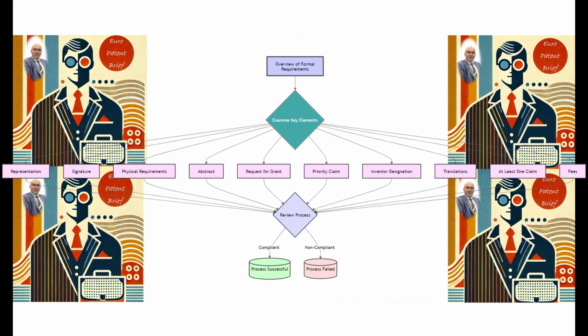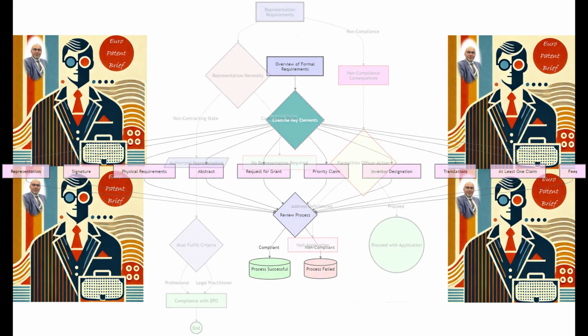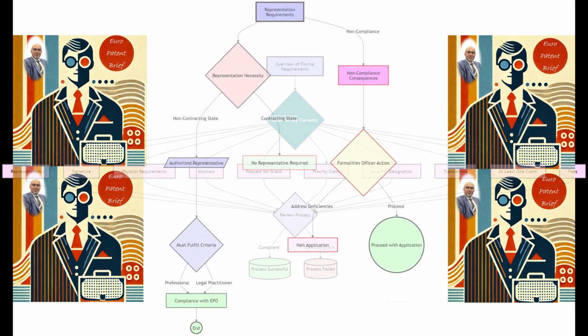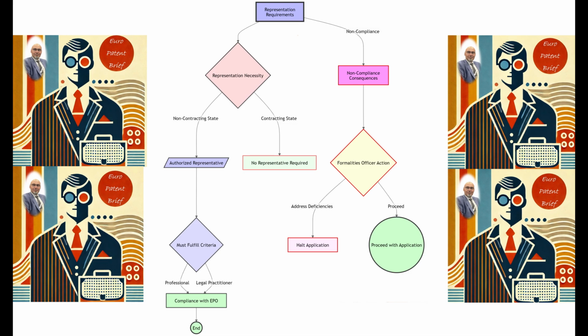1.1. Formal requirements. The formal requirements that an application must meet are examined by the receiving section. These requirements relate to several key elements, which we'll explore one by one. First, let's list them, and then we'll dive deeper into each. I. Representation. Your application must include proper representation. If you don't reside in a contracting state, you'll need an authorized representative.